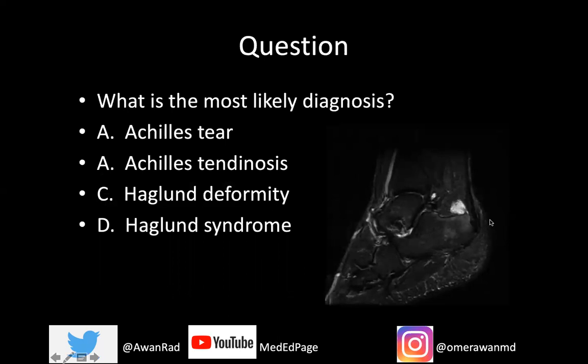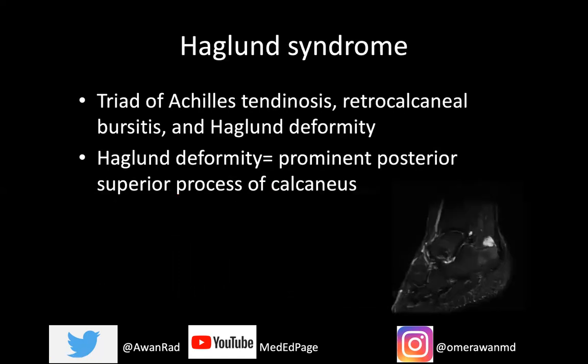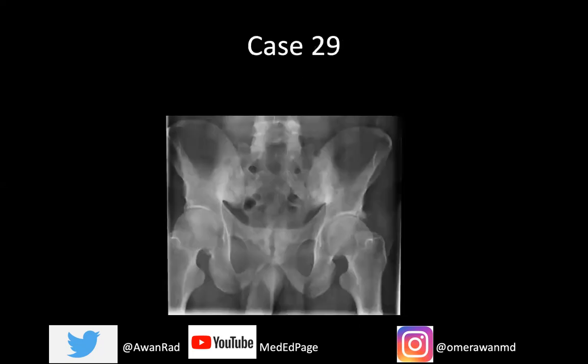You have the Haglund deformity, prominence of the posterior superior process of the calcaneus, plus Achilles tendinopathy, thickening and degeneration of the tendon, and retrocalcaneal bursitis, all examples of Haglund syndrome. Okay, so the triad of findings is Haglund syndrome. If you have just a deformity, a prominent posterior superior process of the calcaneus, it's highly associated with high heel shoes in females.